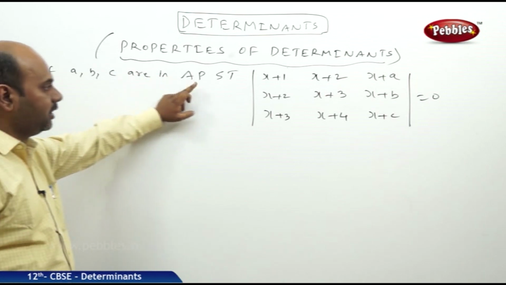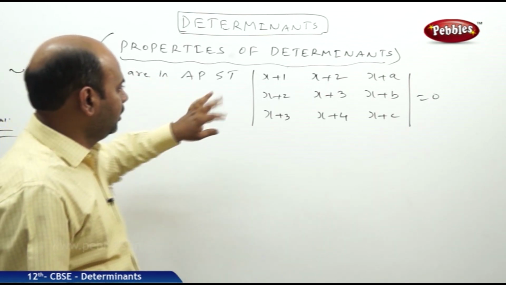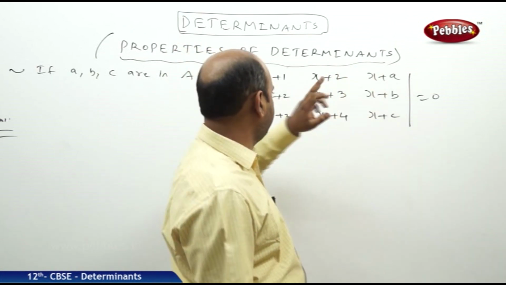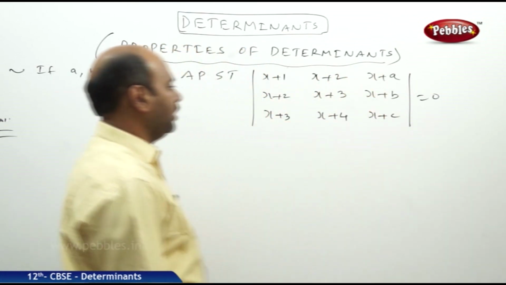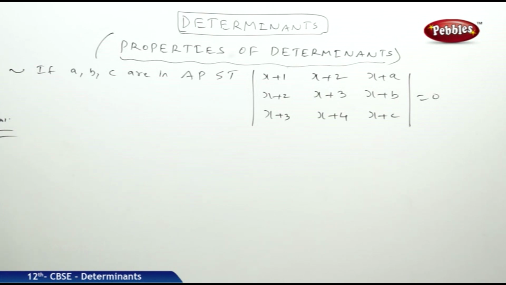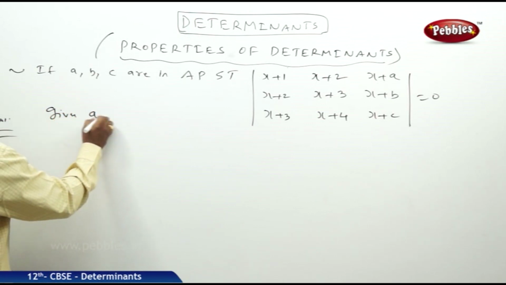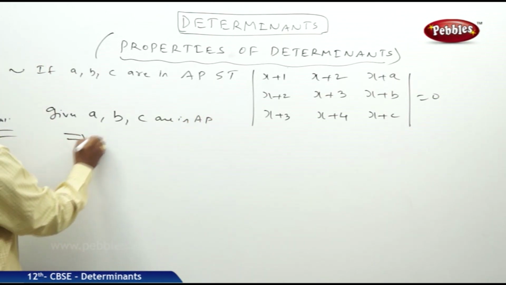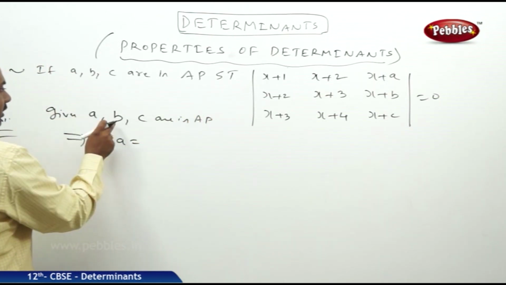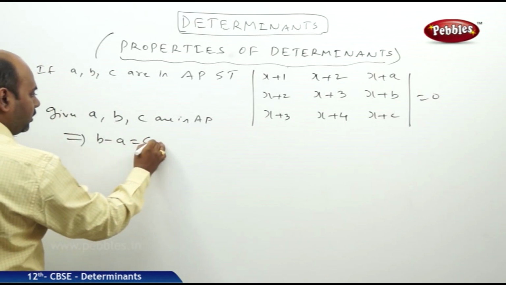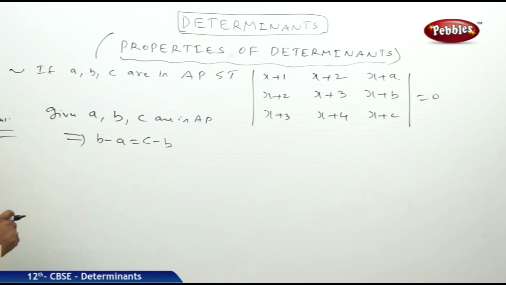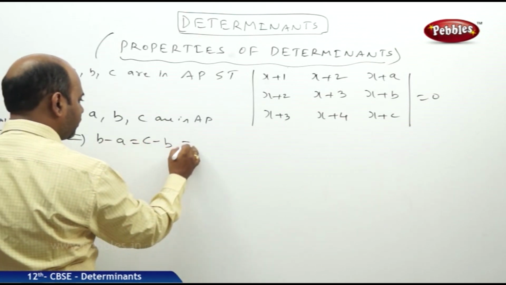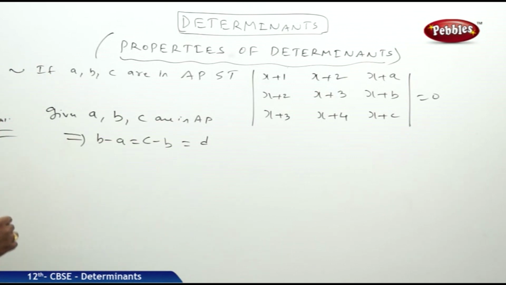If a, b, c are in AP, AP means arithmetic progression, we need to show that the determinant with rows x plus 1, x plus 2, x plus a; x plus 2, x plus 3, x plus b; x plus 3, x plus 4, x plus c equals 0. So we need to observe carefully. Given a, b, c are in AP, if they are in AP, b minus a, the difference between the second term and the first term, should be equal to the difference between the third term and the second term. Both the differences should be the same, and that difference in progressions we call the common difference, which I call D.